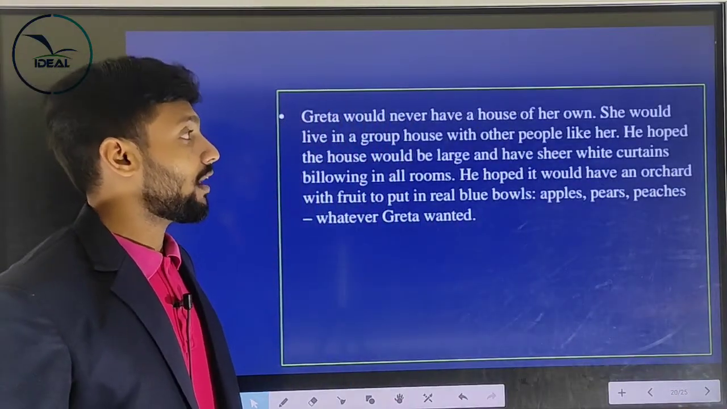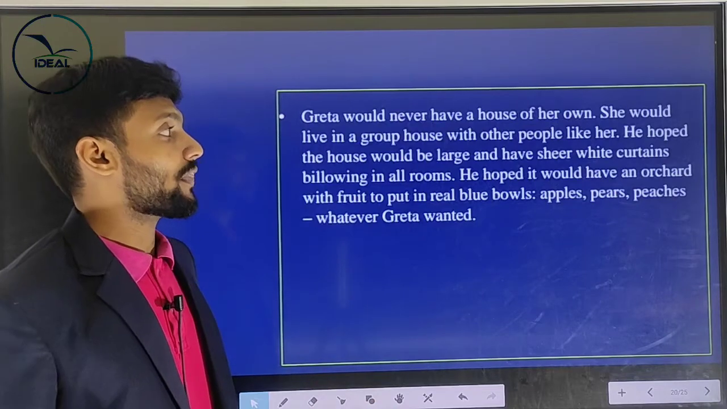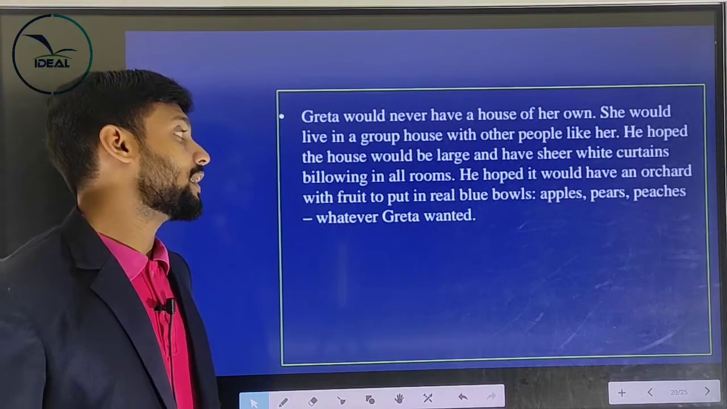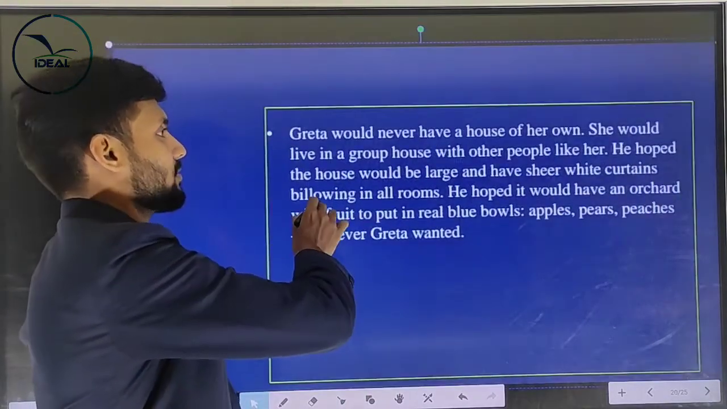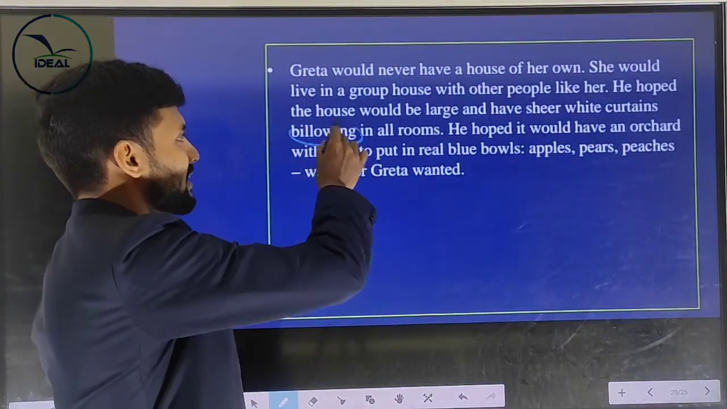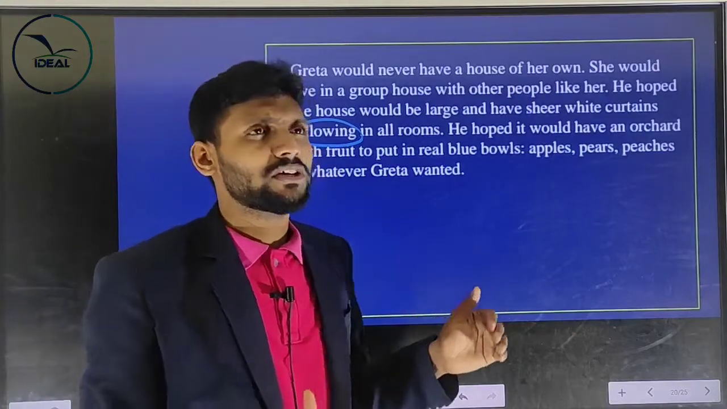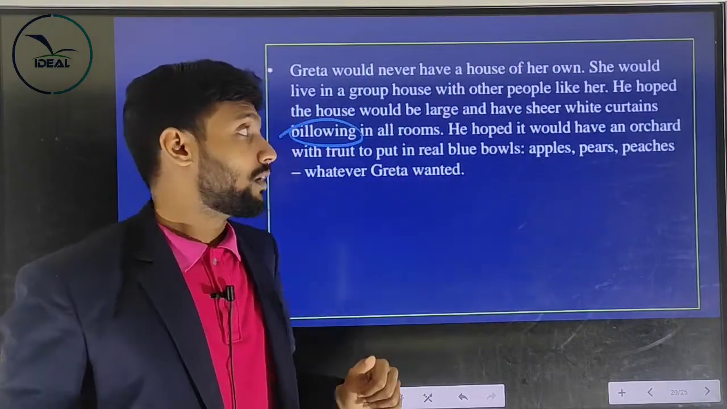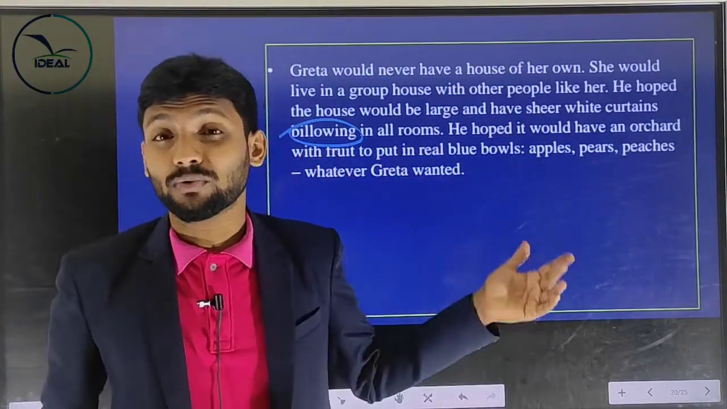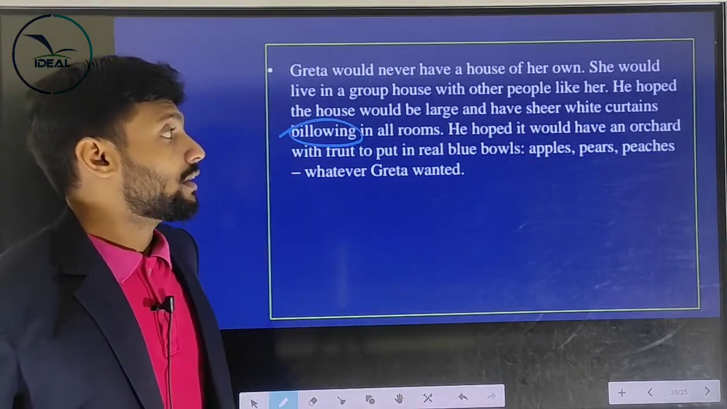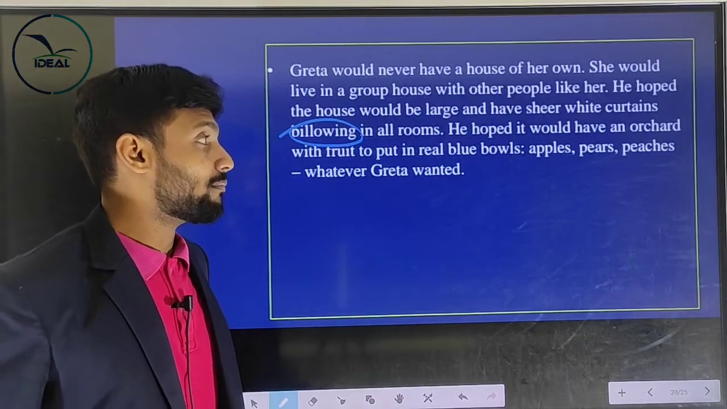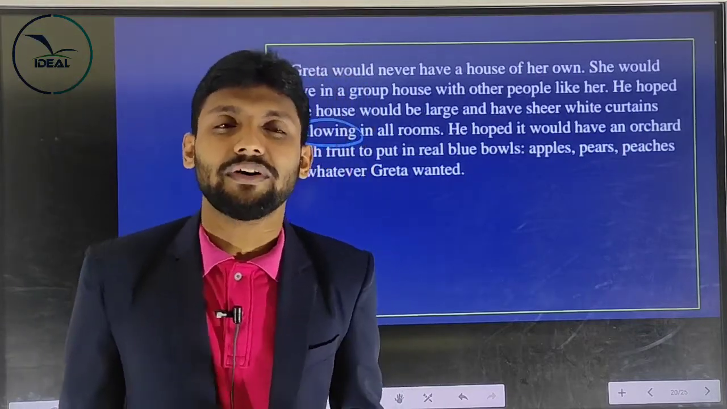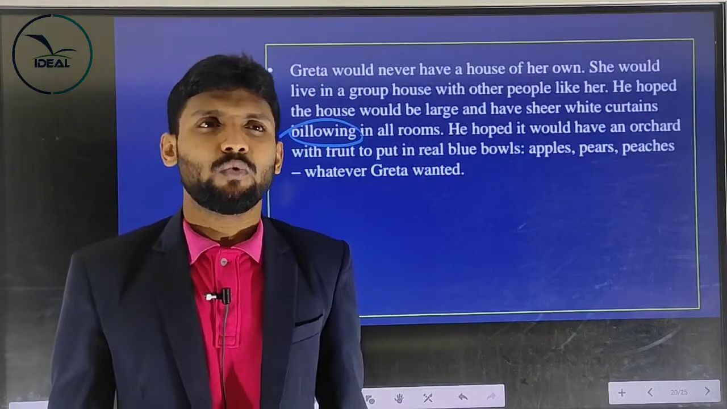And Greta would never have a house of her own. She would live in a group house with other people like her. He hoped the house would be large and have sheer white curtains billowing in all rooms. Billowing means swelling or bulging, coming up, coming out. So a curtain, with the power of the wind, comes in like a swelling. And the father hoped for Greta such a beautiful home. He hoped it would have an orchard with fruit, to put real blueberries, apples, pears, peaches, whatever Greta wanted. That was the mind of a father, to have a real home for Greta with all her dreams.